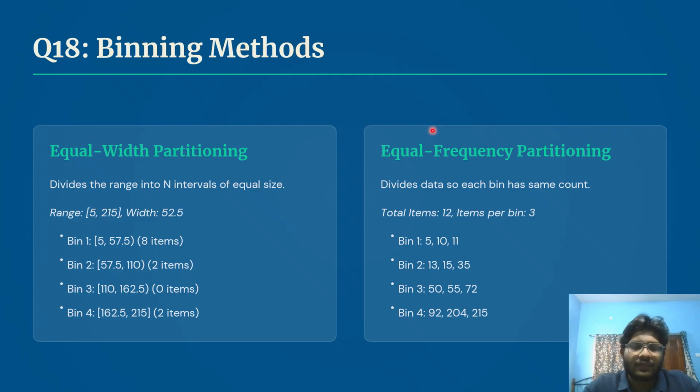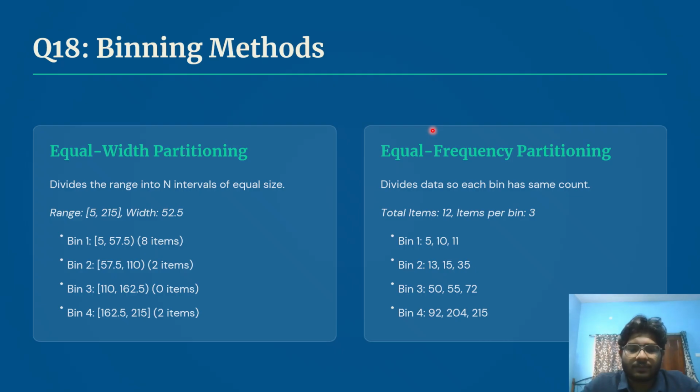Now, what are the differences between these two? First, when we talk about interval sizes, equal width has the same interval sizes, while in equal frequency the interval size varies. Data count is unequal in equal width, and that is equal in equal frequency. Outlier handling of equal width is poor, while outlier handling for equal frequency is better than equal width. Distribution for equal width is sensitive to skew, while for equal frequency it is balanced.